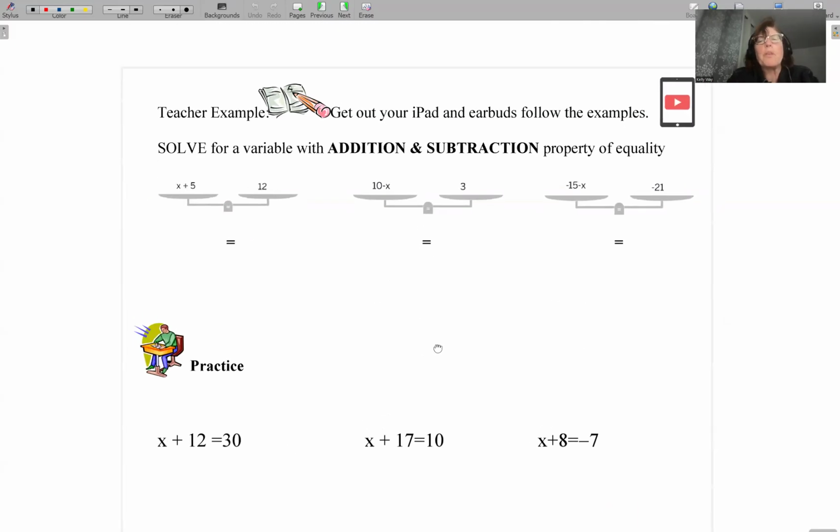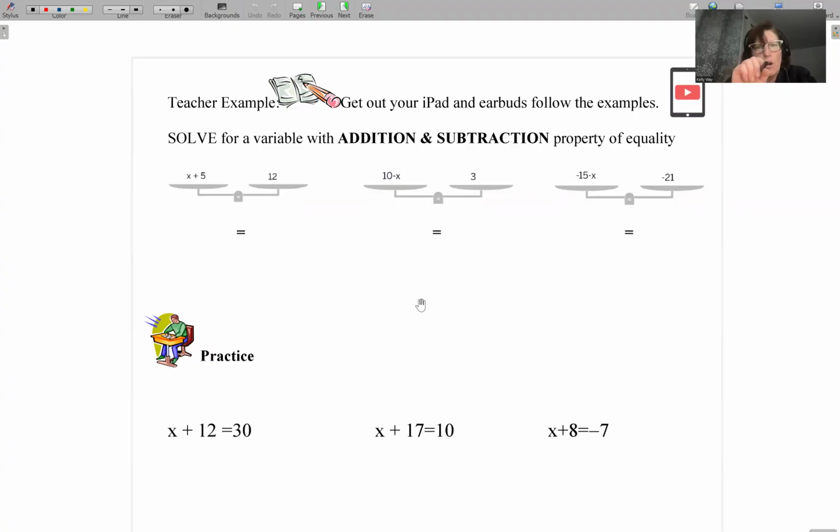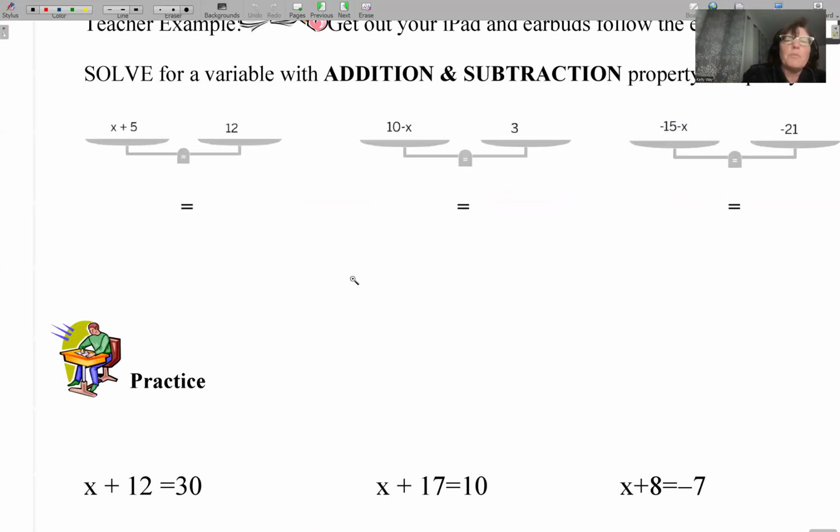So first is what's called the addition and subtraction property of equality. Remember, property of equality means your goal is to keep the balance between one side and the other. Whatever you do to one side, you have to do to the other to keep the balance. So we're going to do these 3 problems on the top.